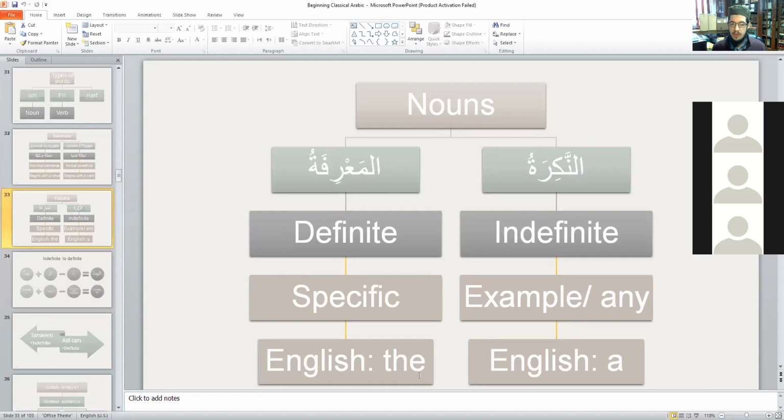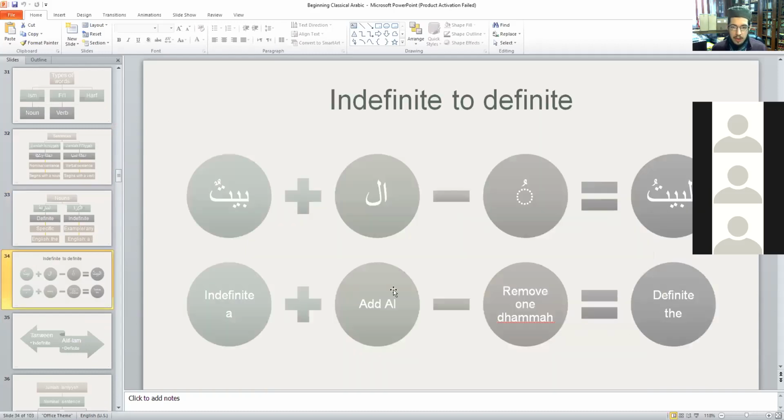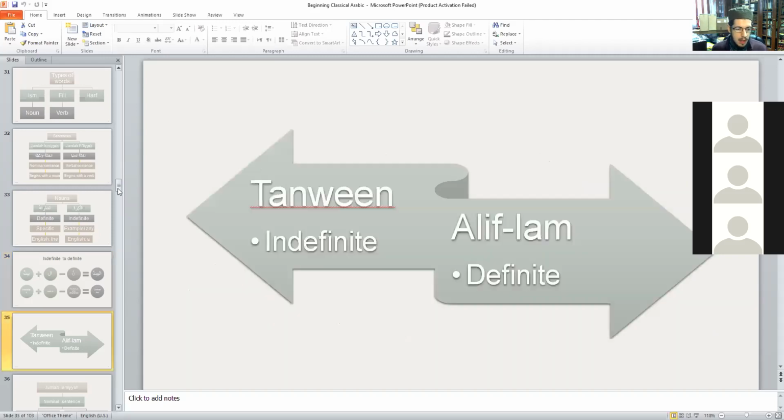And this corresponds to the and a in English. A house, the house. We have a nice little breakdown here of what happens. The tanween and the alif lam are mutually exclusive. If one exists, the other does not. A word cannot possibly, under any circumstances, have both alif lam and the tanween. So if it has alif lam, the tanween drops away to a single harakah, in this case, al-baytu. And if the alif lam drops away, then under normal circumstances, if it's not possessed, it becomes baytun. Good.